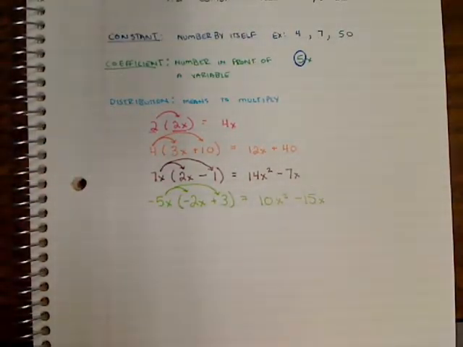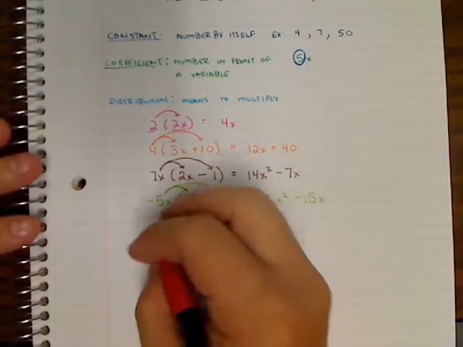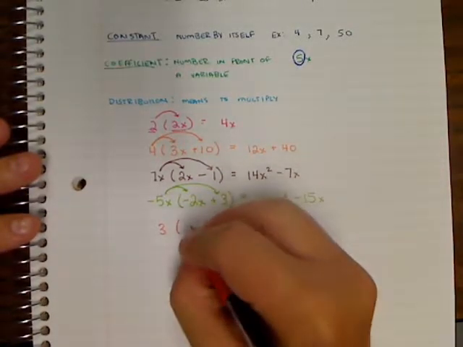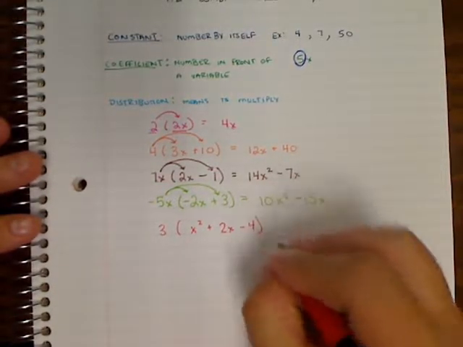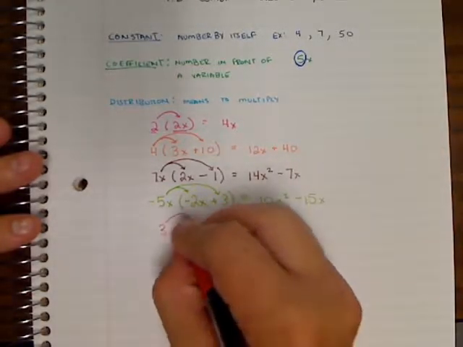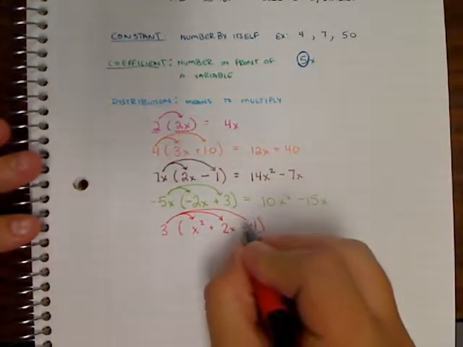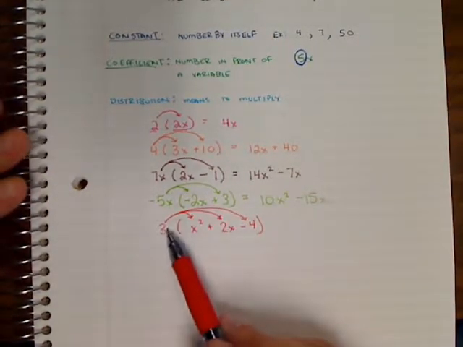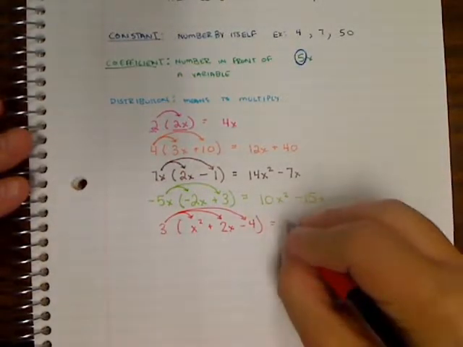Now this can also apply to much longer problems. So say I've got 3 times x squared plus 2x minus 4. Okay, so now I've got 3 terms, and the process remains exactly the same. I'm just going to apply this to everything inside. And I like to draw the arrows so that I know I'm multiplying this times this. Now I'm multiplying this times this, and this times this. Okay, so 3 times x squared, it's going to leave me with 3x squared.